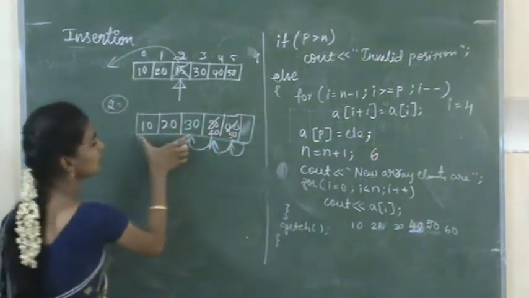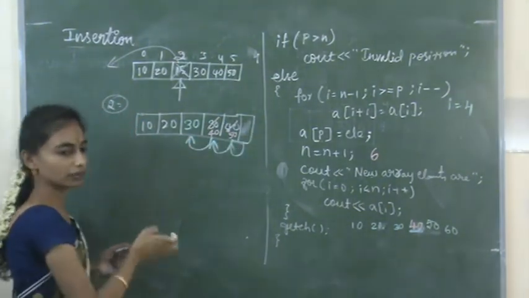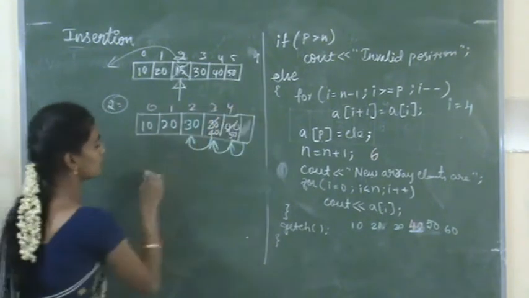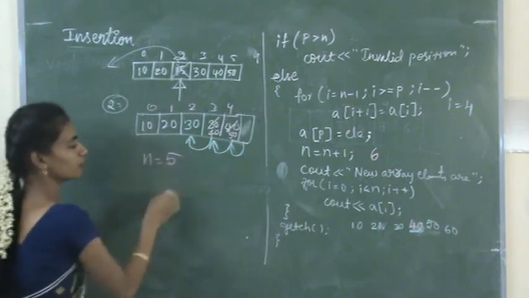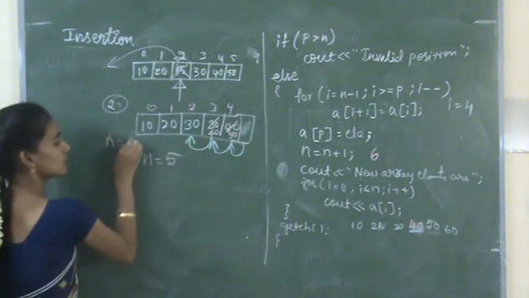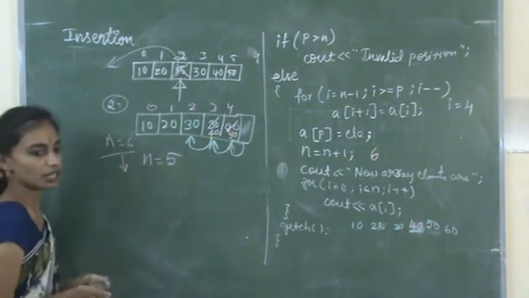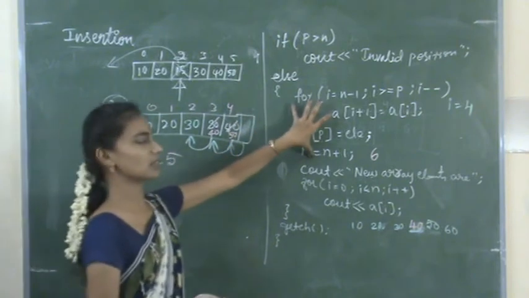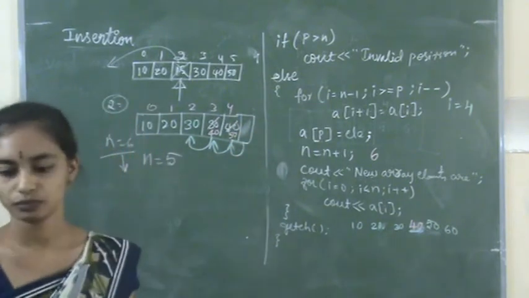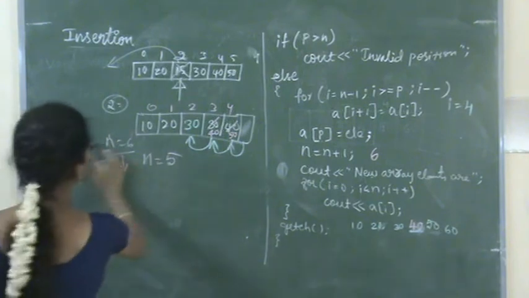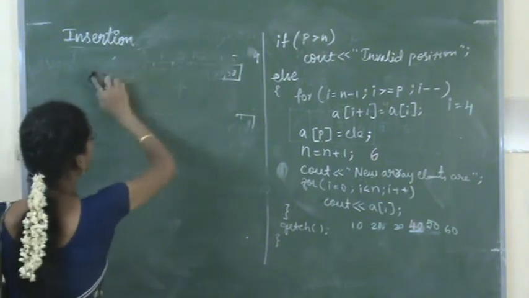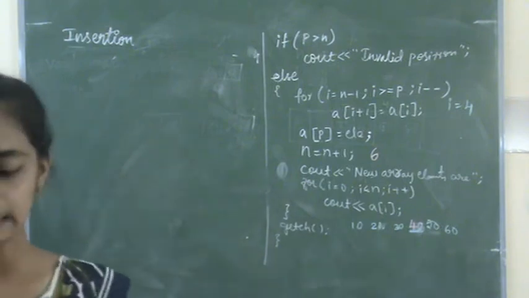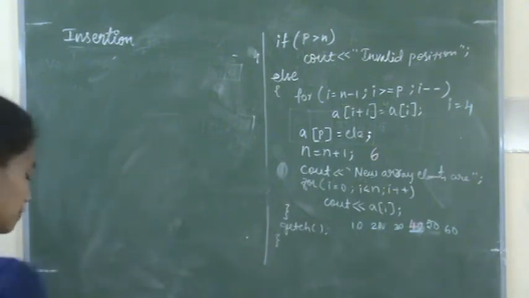Now the array size is decremented, right? Now the array positions are 0, 1, 2, 3, 4, so the array size is 5. Previously the array size was 6, right? So this is decrementing, which means we are deleting the element from an array. It is just the reverse of this code. For this algorithm, we use the same description: A is an array, item to be deleted from the position P.